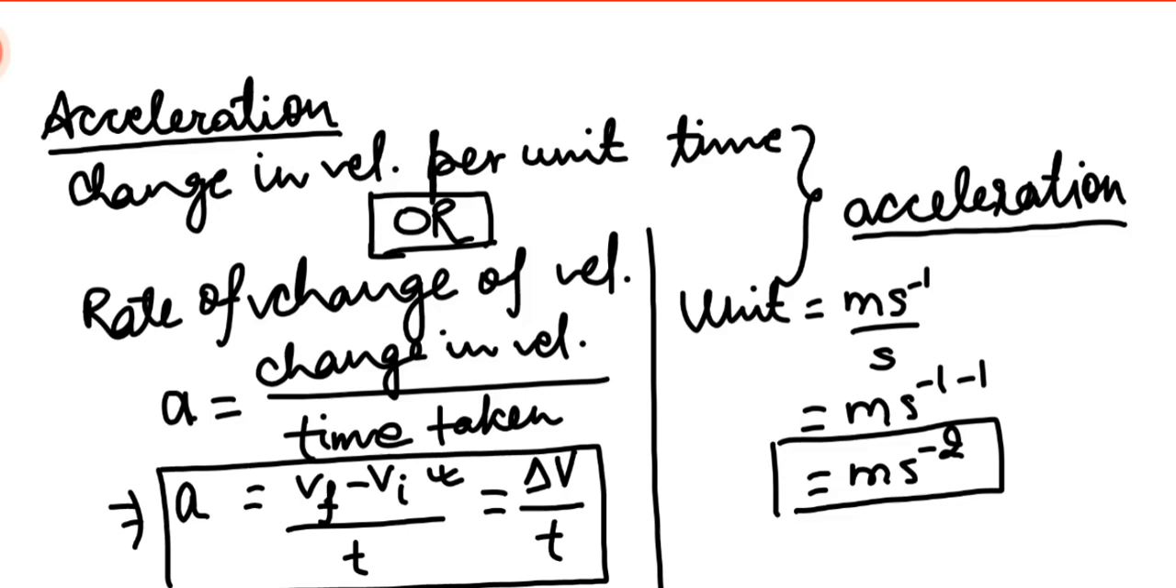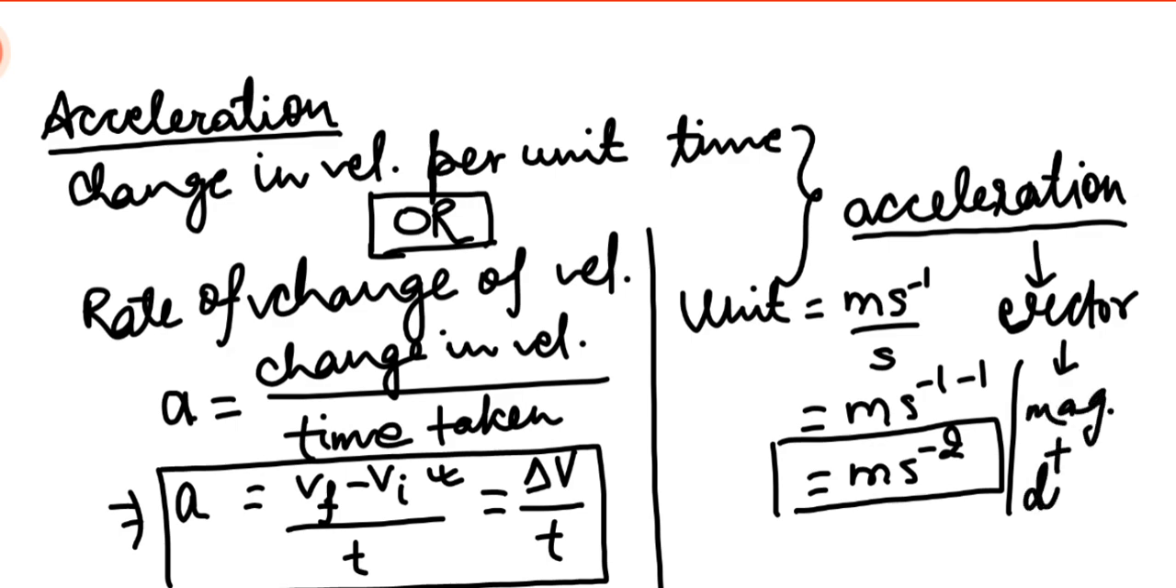Students, acceleration is also a vector quantity. Okay, acceleration is also a vector quantity similar to velocity. Since it is a vector quantity, it has magnitude as well as direction.